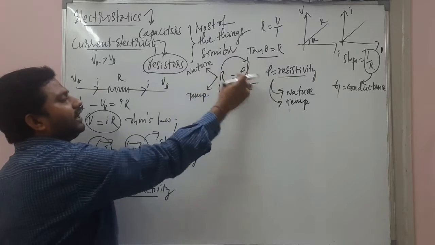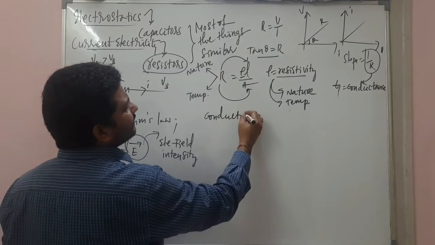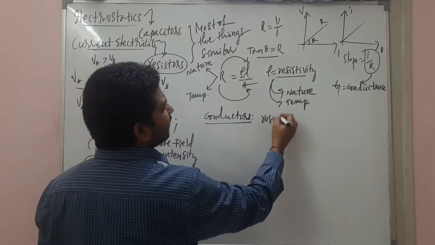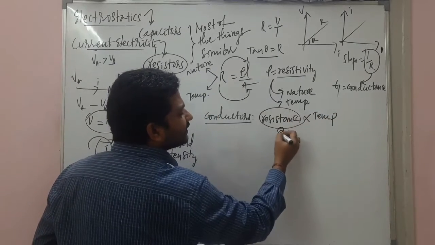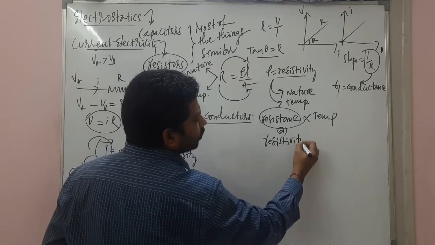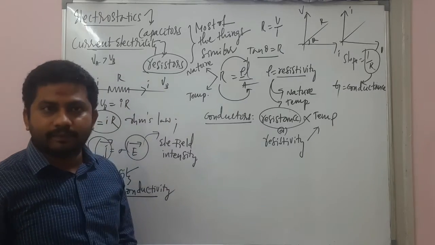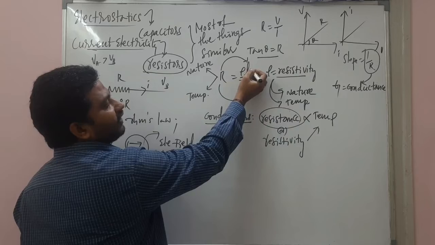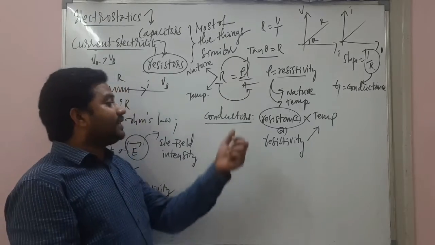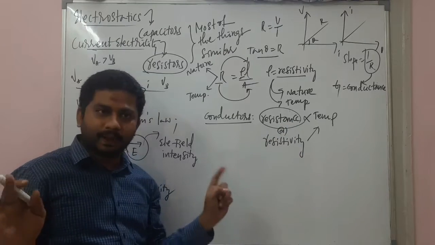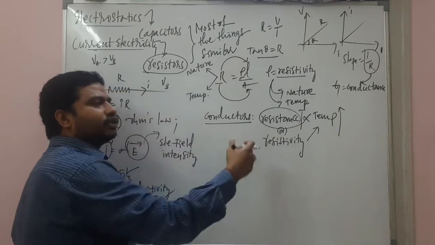Before we talk about the length and area of cross section, we talk about the temperature. Generally for conductors, resistance is directly proportional to the temperature. Not only the resistance, resistivity is also directly proportional to the temperature. You may get confused: here resistance, here resistivity, what is this? Look at this formula. If length is 1 meter and area is 1 meter square, the resistance I can write as resistivity. That's the reason I am representing resistance and resistivity as the same. For conductors, as the temperature increases, resistance or resistivity also will increase.